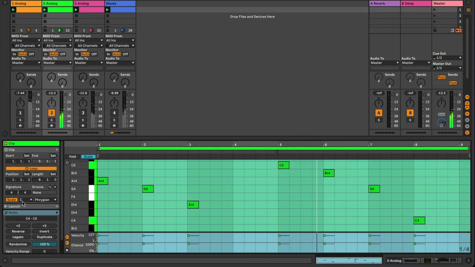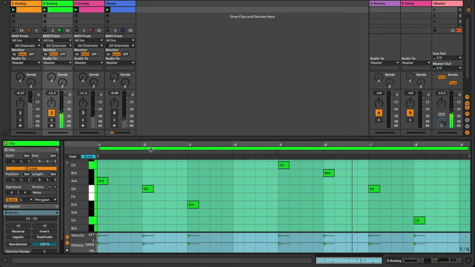I put this in C Phrygian, put it in scale mode. That means every note in my grid is within the scale. I can pick whatever I want. And I picked these notes, 8 bars. Now, this clip is 8 bars plus 1 beat. So keep that in mind. It's not 8 bars, it's 8 bars plus 1. And we'll get into why we do that in a minute.